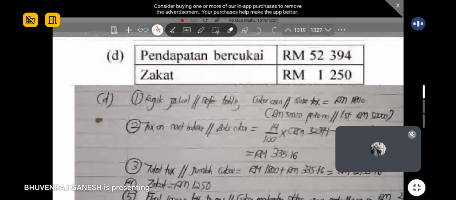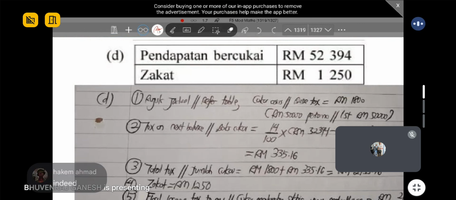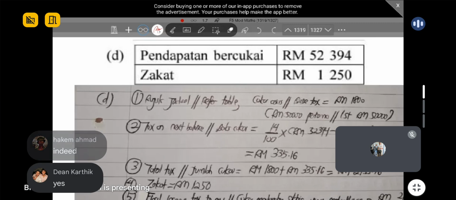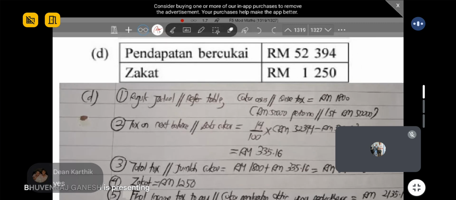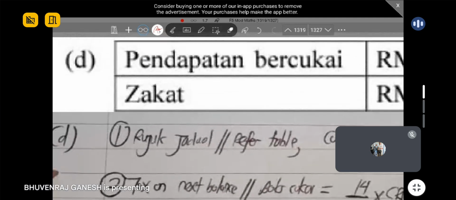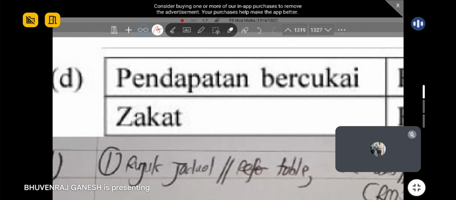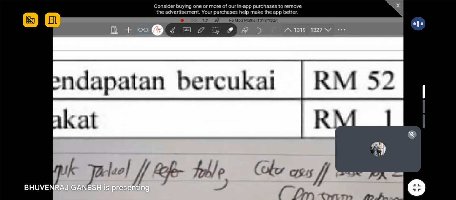So yeah, practice makes perfect, guys. I think you all believe in this statement, right? Kamu semua setuju dengan pernyataan ni. So it's really true. You try and see. Kamu cuba. Practice makes perfect, your trial grade will increase if you keep on practicing.